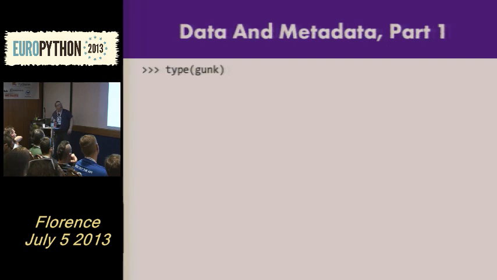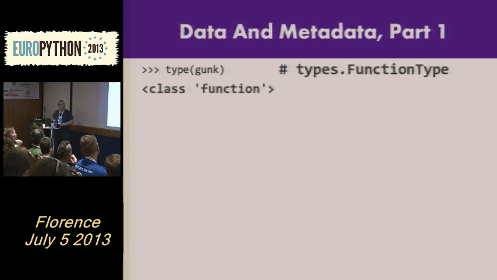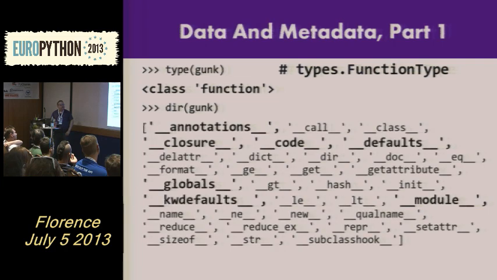So finally we're going to crack open the gunk object, the gunk callable, and start examining the guts inside. First of all, gunk is of type function type in the types module, and the repr is just class function. You don't even get to see the name. And if we look inside the gunk object, we see a whole bunch of stuff.